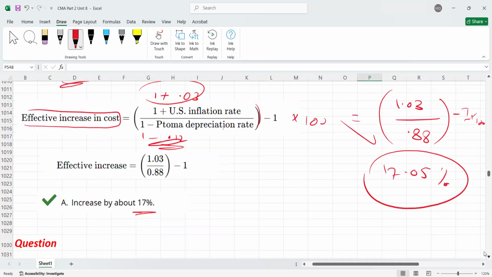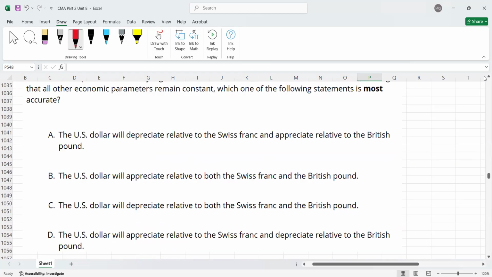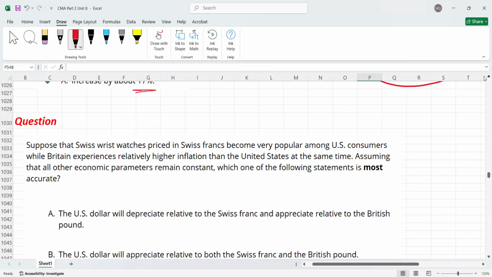We got another question here on our screen. Please try to understand this question carefully. They're saying that suppose a Swiss wrist watch is priced in Swiss francs, let's assume Switzerland's currency, and it becomes very popular among US consumers. First understand the first sentence. A US consumer means you are living in the USA, and the dollar is your local currency.